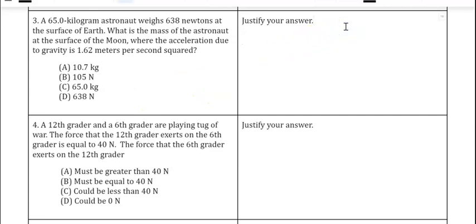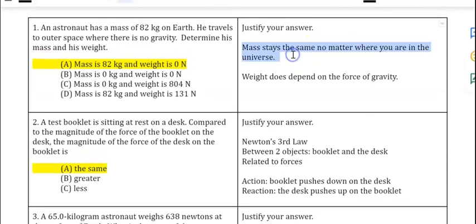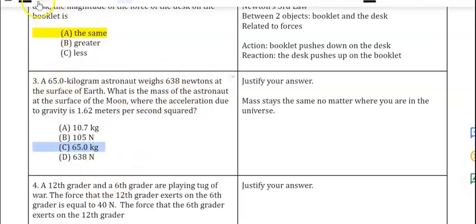I'm going to use the same fact that I already know about mass that I used for the first question. I know that mass does not change depending on where I am in the universe. So I'm just going to copy that here. Mass stays the same no matter where you are in the universe. And for that reason, a 65 kilogram astronaut will still be 65 kilograms on the moon.